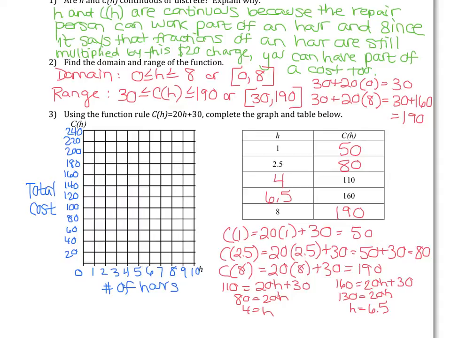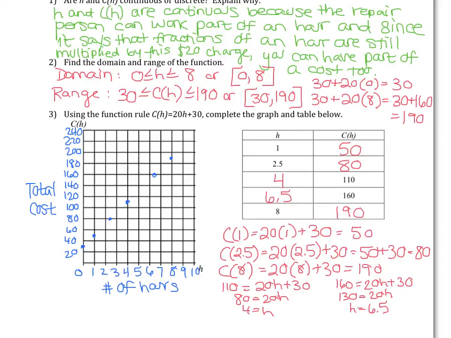Finally, I'm going to plot these points. I know at 0, it's going to be 30. At 1, it's going to be 50. At 2.5, it's going to be 80. At 4, it's going to be 110. 6.5, it's going to be 160. And at 8, it's going to be 190. And I also know that it stops there.